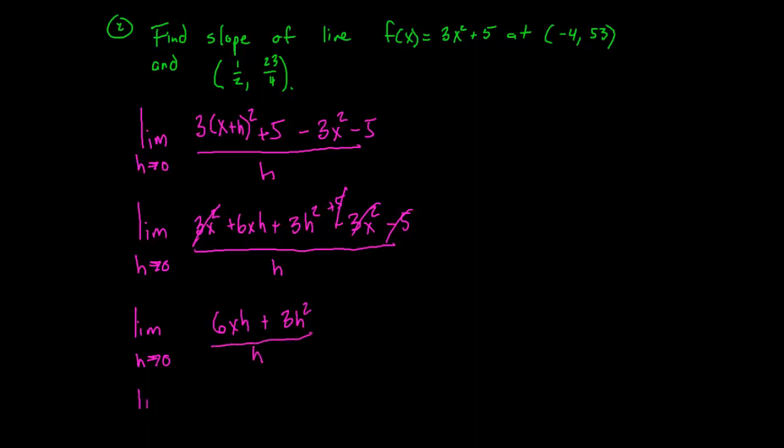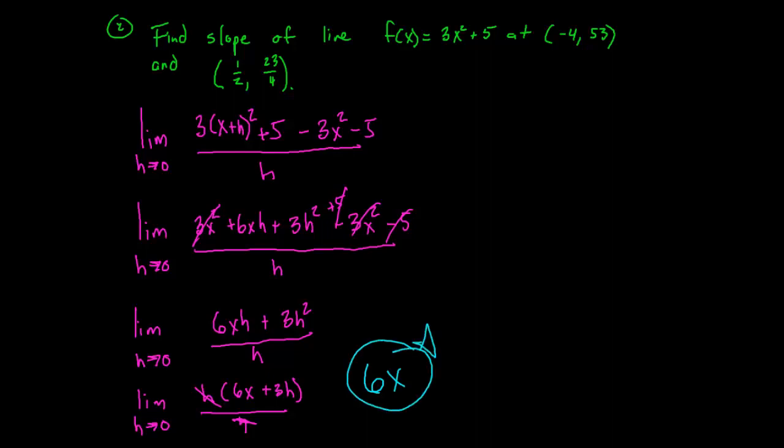Now I'm going to do the limit as h approaches 0. Factor out that h. I get 6x plus 3h, all divided by h. The h's cancel. The moment those h's cancel, I'm good to go. Plug in 0 for h, and you get 6x. There is my formula. By the way, 3 times 0, 0. That's why the 3h is gone, because I plugged in 0 for h. 6x, that is my formula for the slope of the tangent line.